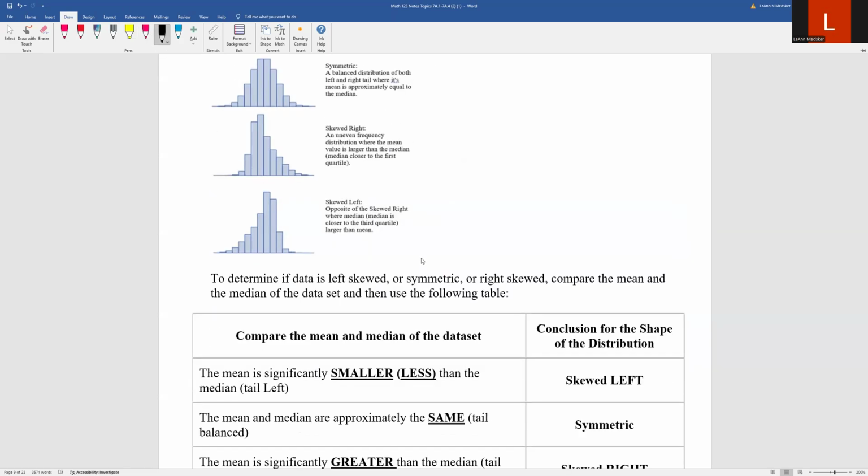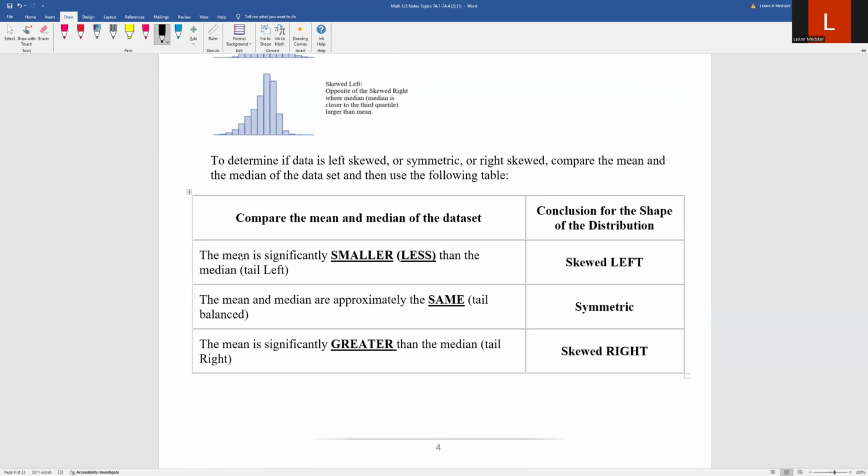Then they summarize this for us right here. They say if the mean is significantly smaller than the median, you're going to be skewed left. Now, when we say significantly, we don't mean something like 0.5 away from each other. If you've got 33.5 for your mean and 34 for your median, that's not significantly smaller. That's a 0.5 difference. I would say if we're more than 5 away, or even maybe more than 4 away, that means we're significantly smaller.